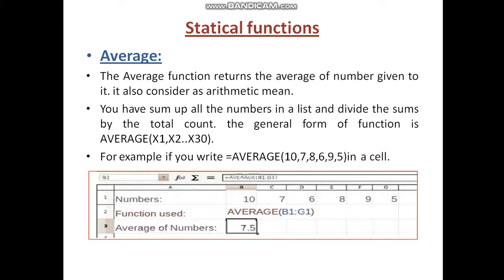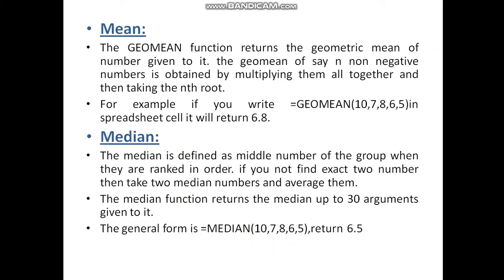Now when we want this type of calculation in our Calc program, then we write a function. The function is equal to, in capital letters, AVERAGE, which is the function name, and in brackets there are the values or cells. Suppose here average, and we select from the B1 cell to the G1 cell, and the average of the numbers appears here. Second function is the geomean function.